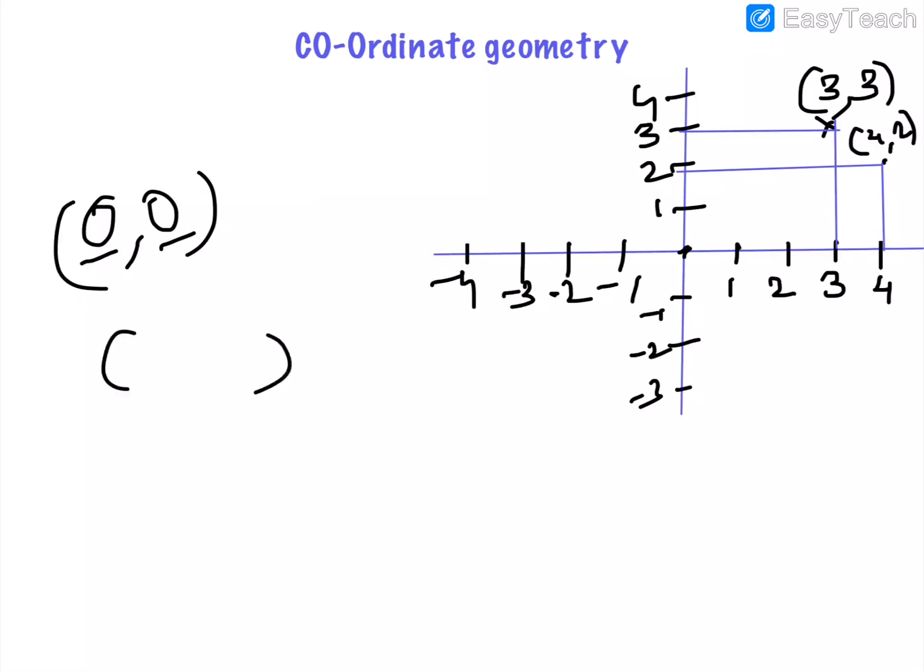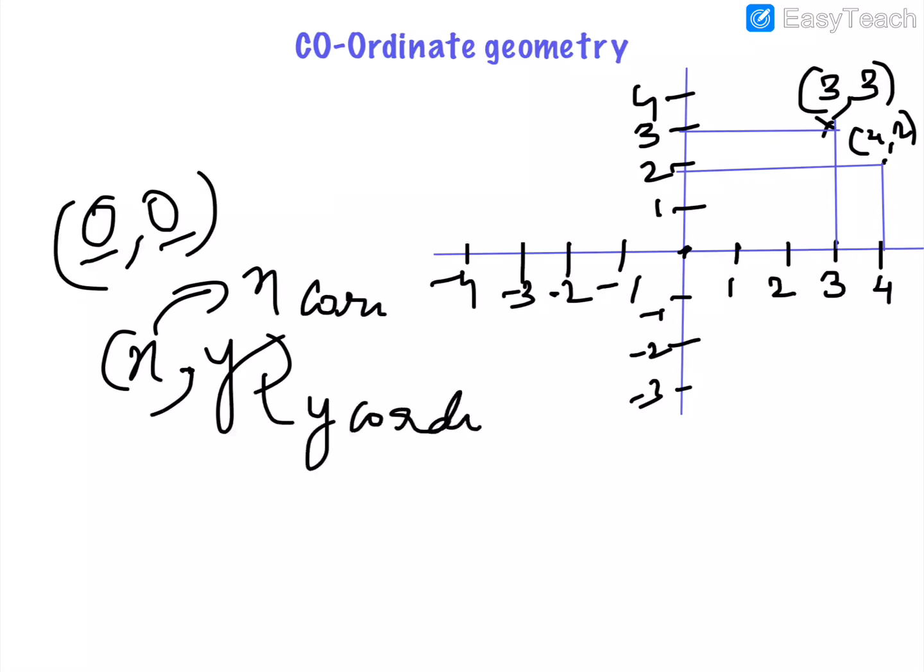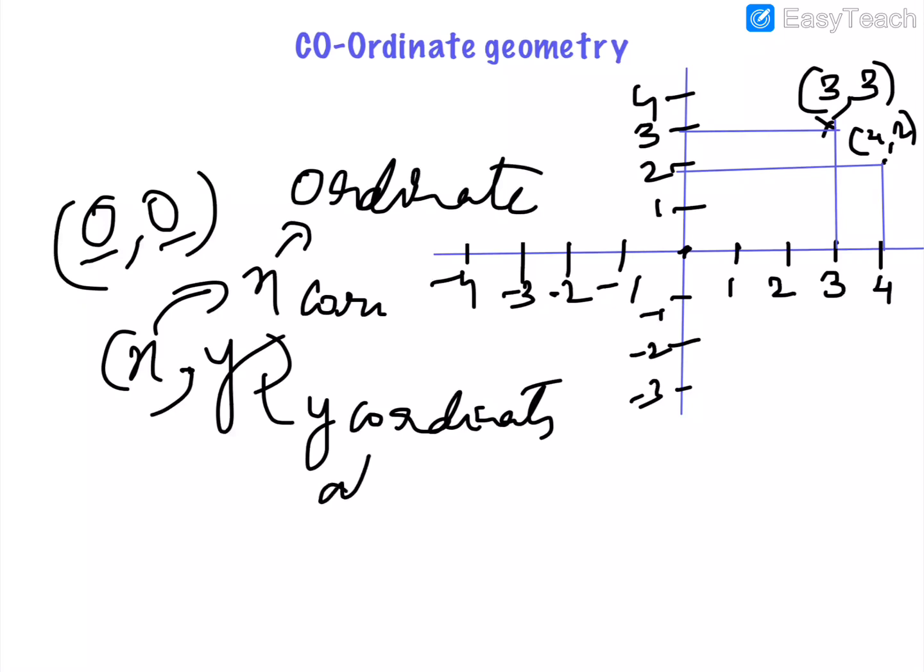So when we have two coordinates, the first coordinate is called the x coordinate, the second one the y coordinate, and there were names also. This is called ordinate and this was called abscissa. Now, did you find the mistake? The mistake is that this y is called the ordinate and the x is called the abscissa. Very good.